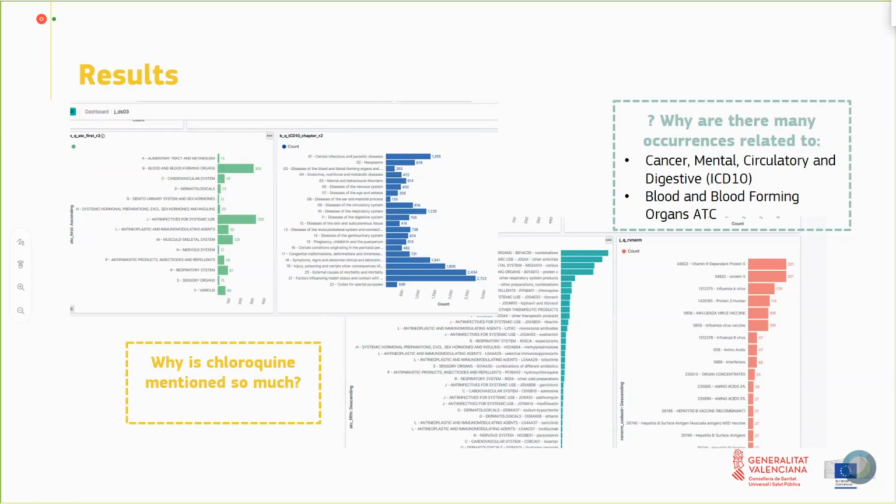Another question that emerges from results is why are there many occurrences related to cancer, mental, circulatory or digestive? And going back to the eculizumab example, here we could check how many times occurrences related to eculizumab and COVID-19 appear. And we found 215 articles matching with this criteria. Next, please.